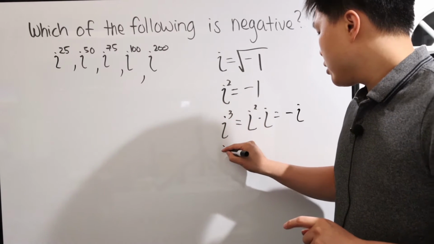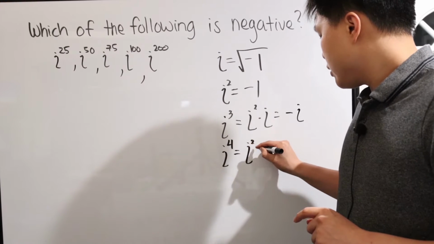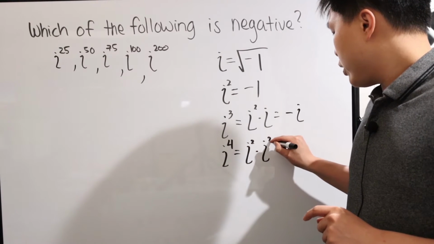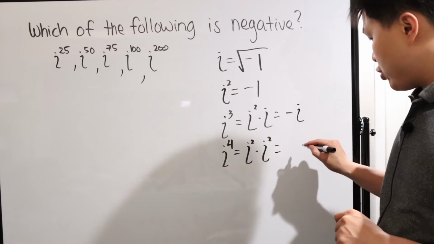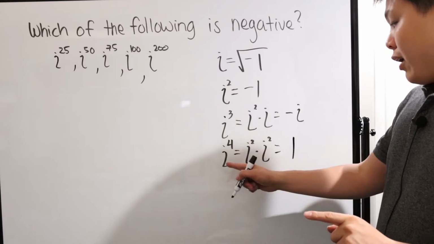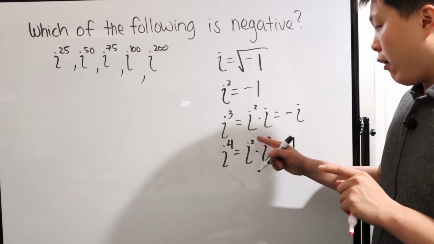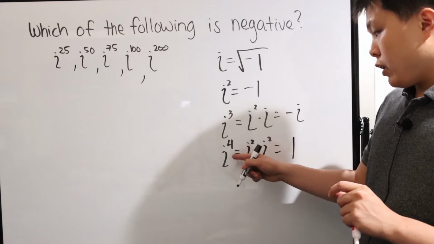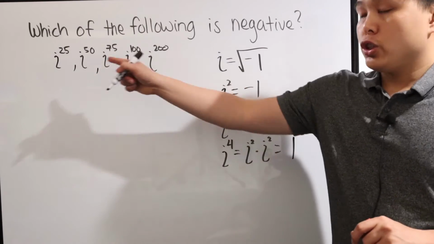And i to the fourth power is just i squared times i squared, and we know i squared is -1. So -1 times -1 is just 1. That's the key, right? i to the fourth power is just 1. So any multiple of 4 in terms of i exponents would just equal 1. So that will help us check all of this.